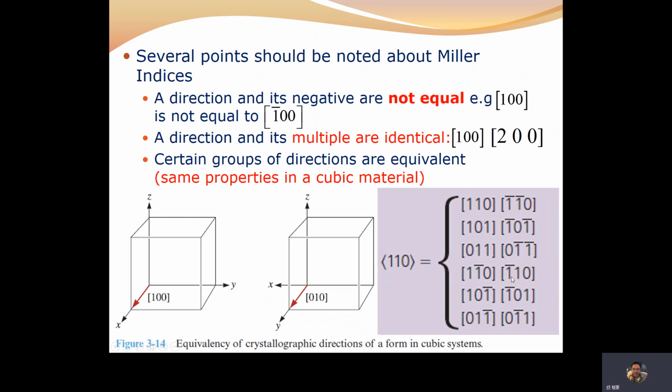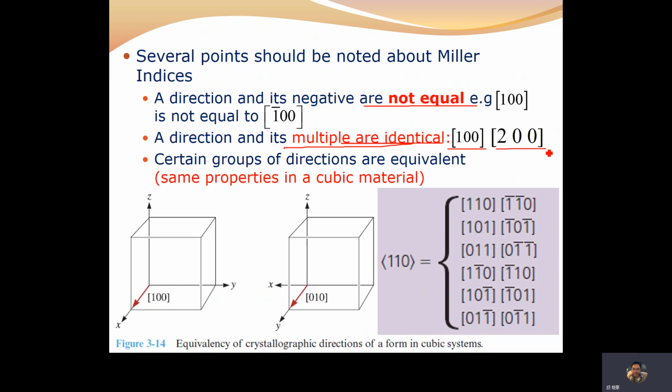Okay, last time we already discussed the crystal direction. Basically, it's just a vector in the crystal structure, and we use Miller indices to identify the crystal direction. The direction and its negative are not equal. They have different material properties.